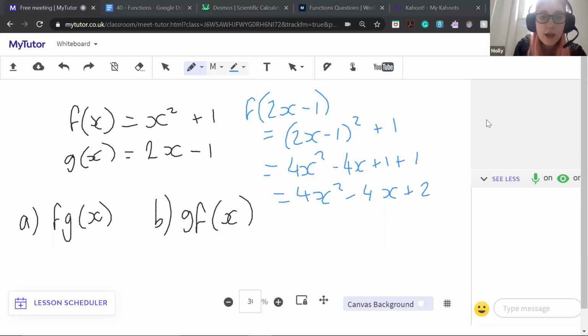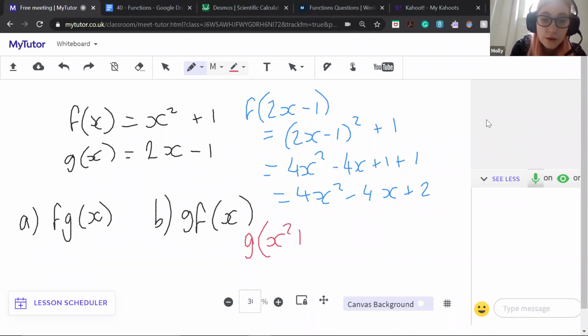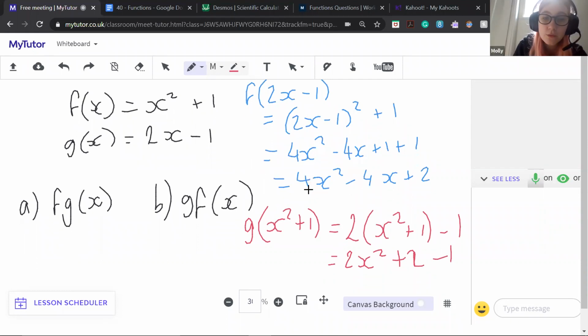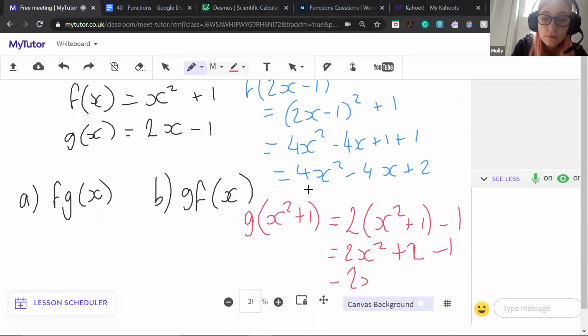Fantastic. What about part B? Well, this is g of f of x. So now we do what f of x gives us, which is x squared plus 1, and that's what we feed into g. So now we want to do g of f of x, which is x squared plus 1. Now that's going to be 2 lots of x squared plus 1, minus 1. So 2x squared plus 2 minus 1. So 2x squared plus 1. So well done if you got both of those. I think a few people definitely did.